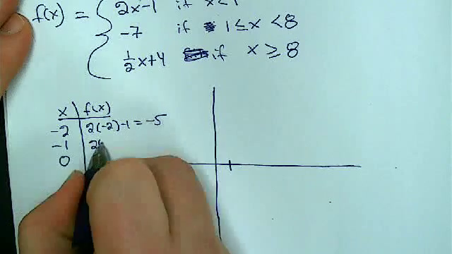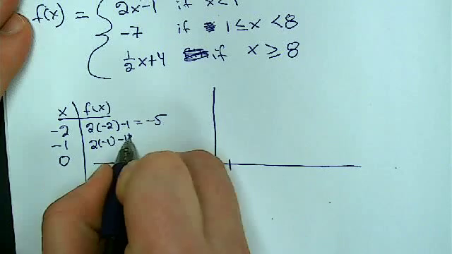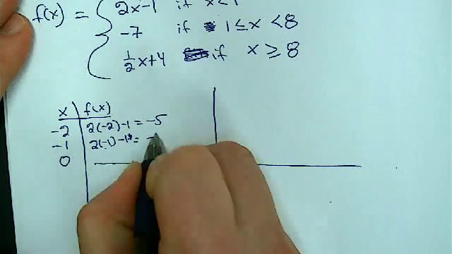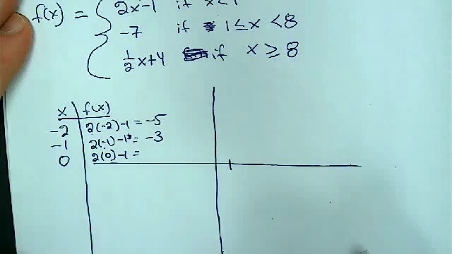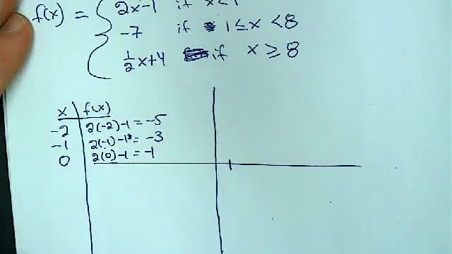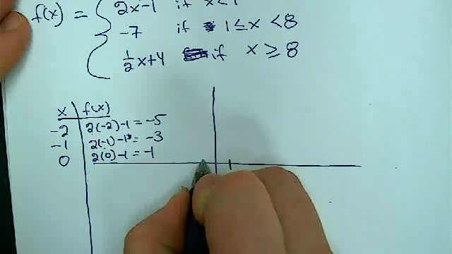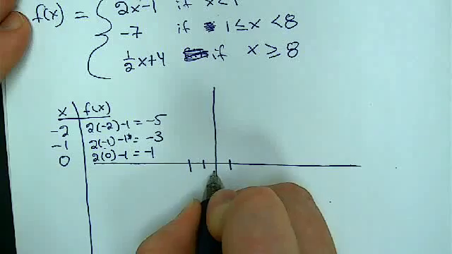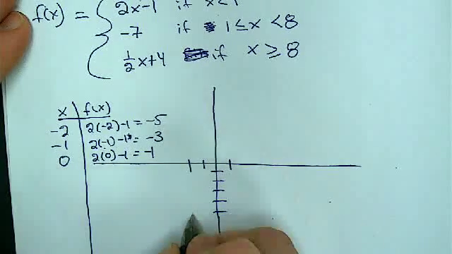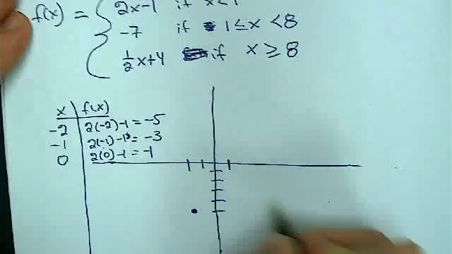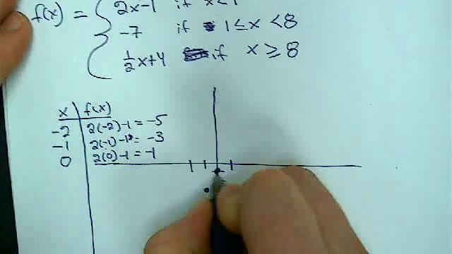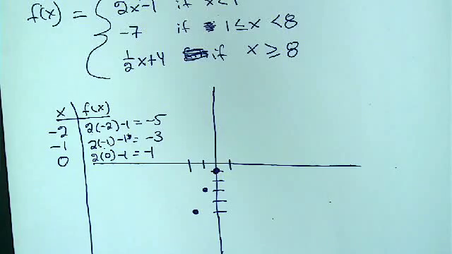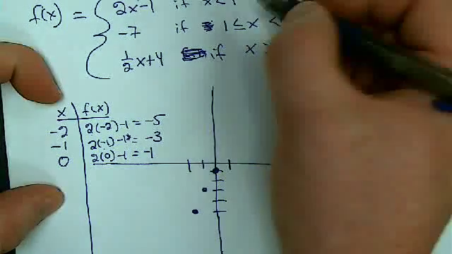-1, minus 1. That's -2 minus 1 is -3. And then 0, so that gives me -1. So if I plot those, 1, 2, 3, 4, 5. -2, -5. -1, -3. 0, -1. So there's my first 3 points, and there are 3 points that work for the first function.